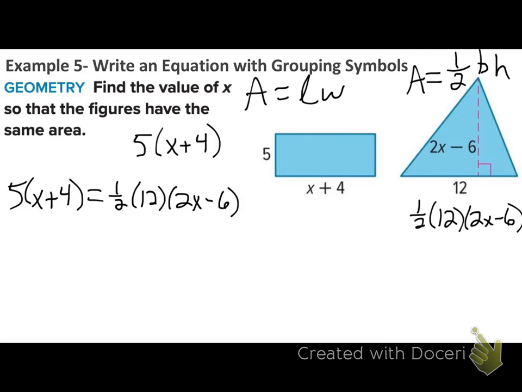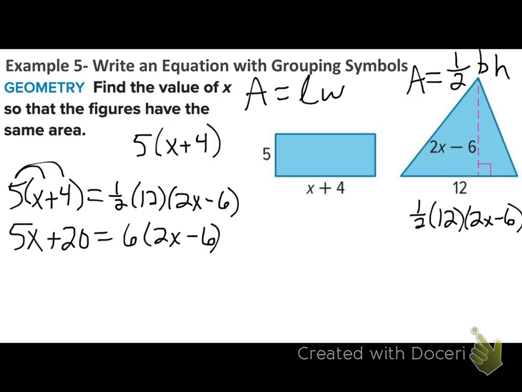So, I've got variables on both sides of the equation. I've got grouping symbols. I'm going to be following those steps that we wrote down earlier. So step 1, what am I doing? Simplifying both expressions on each side of the equation. So what can I do here on the left? Distribute. 5 times x, 5x. 5 times 4, 20. We okay with that? Before I distribute here on the right, I can go ahead and do 1/2 times 12. What's half of 12? 6. We okay with that?